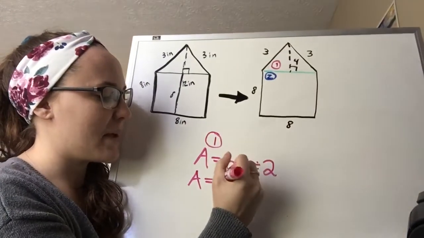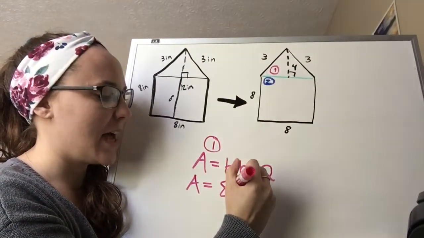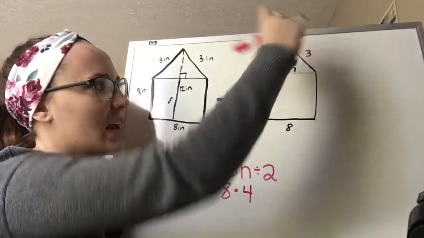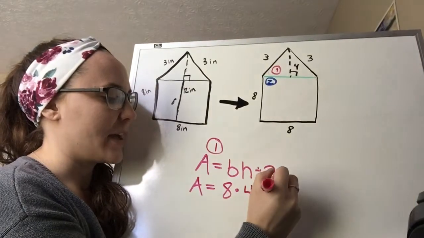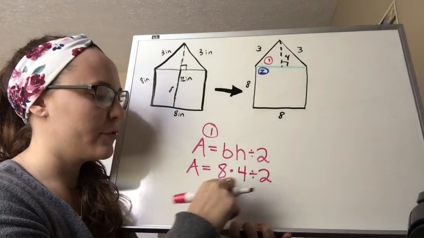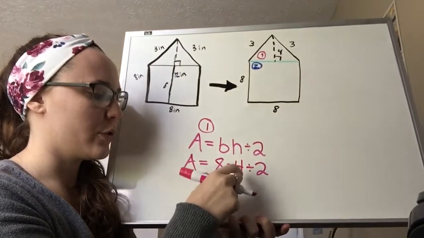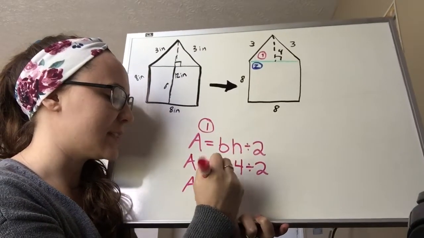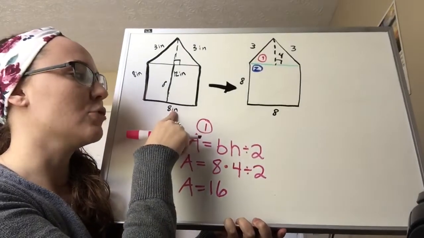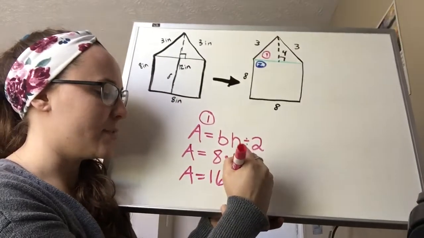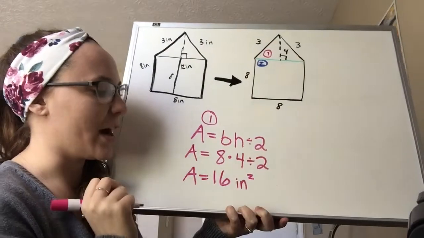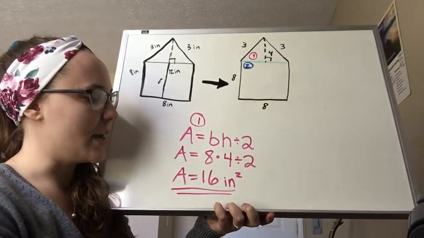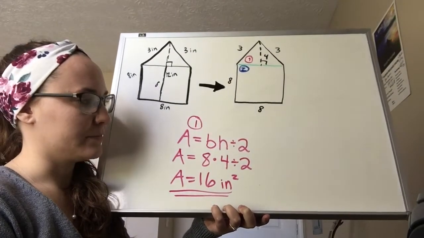So that means that my base is going to be 8 times my height is 4, because we just want the height of the triangle, divided by 2. Well, 8 times 4 is 32. 32 divided by 2 is 16. So area equals 16, and then don't forget about your unit. When it's area, it's going to be unit squared. So inches squared would be our area for shape number 1. So the area for shape number 1 is 16 inches squared.